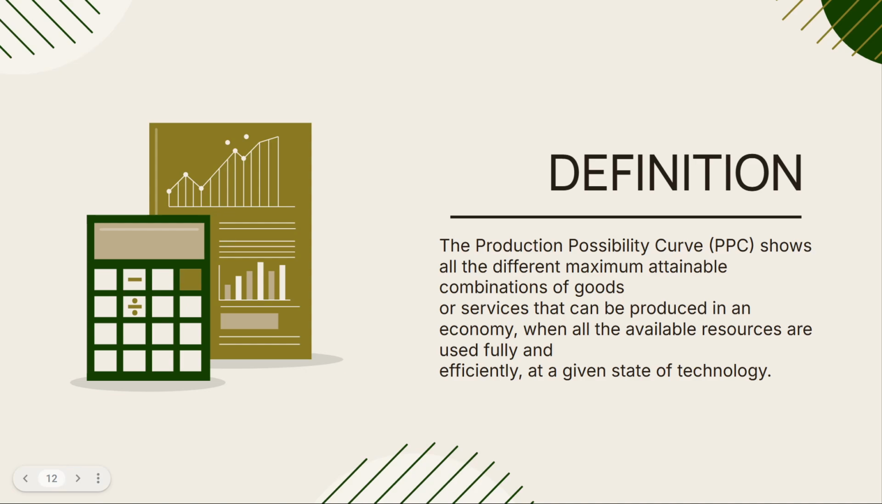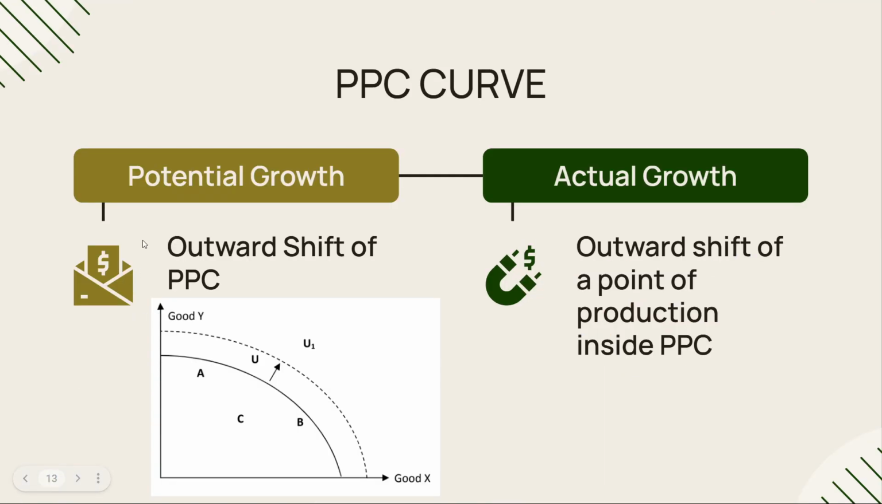Next, we'll be looking at the PPC, or rather the production possibility curve, which shows all the different maximum attainable combinations of goods and services that can be produced in an economy, assuming that all available resources are used fully and efficiently given a state of technology. So the PPC typically looks like this, and it can indicate potential growth and actual growth.